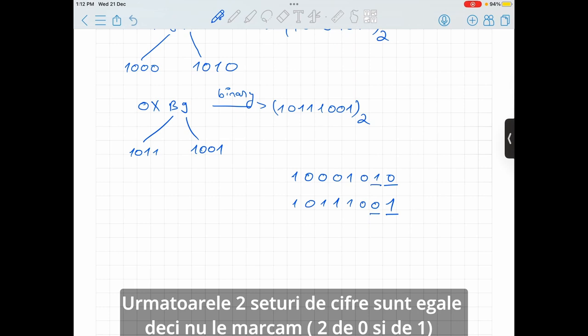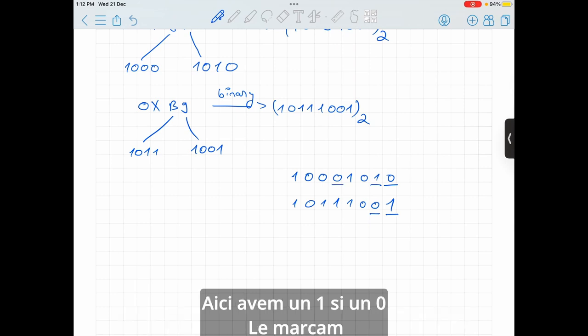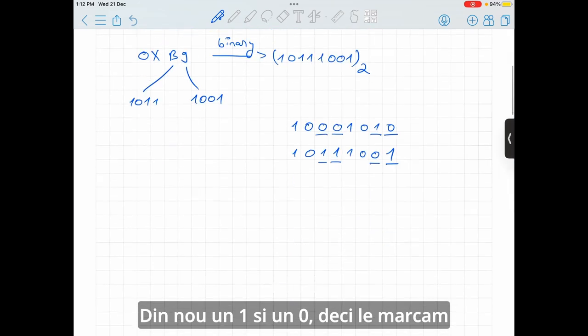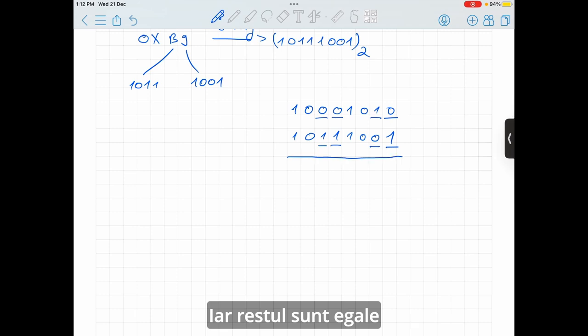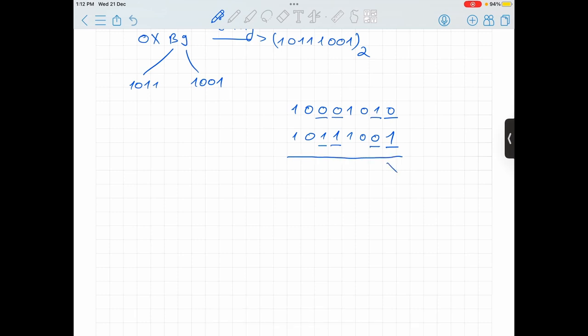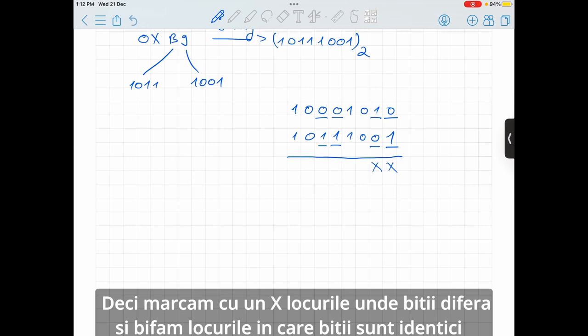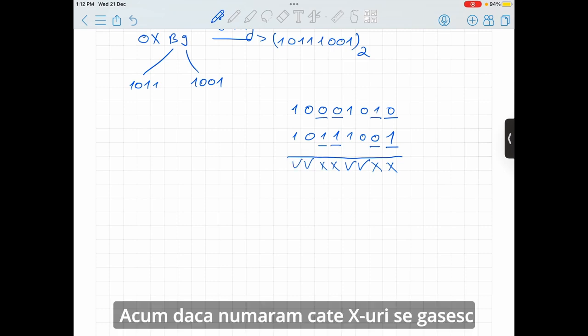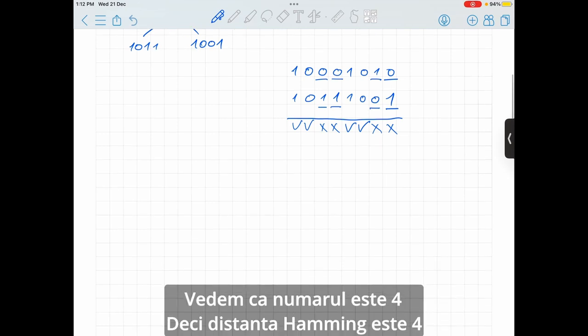Here we have 2 ones, so we won't mark them. Here we have a 0 and a 1, we will mark them. Here a 0 and a 1, and we will mark them. And for the rest, nothing. So we will mark with an X the places where the bits differ, and we will put this sign where the bits are identical. Now, if we sum up the number of X's, we will see that the number is 4. So the result is that the Hamming distance is 4 in this case.